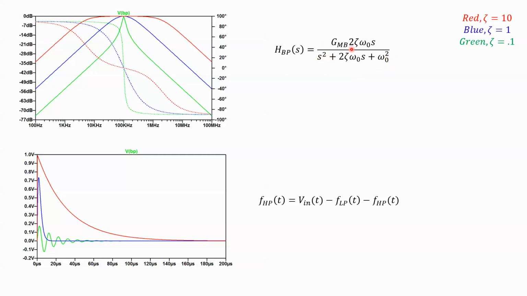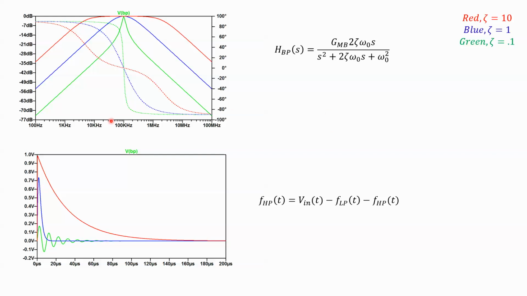This denominator would be the same. A high pass would have S squared. The low pass would have omega naught squared. The band pass has some S in the middle. And the whole response would be the sum of those three terms. So if I don't know this term, but I know the low and the high, all I have to do is subtract. And I can go from there.